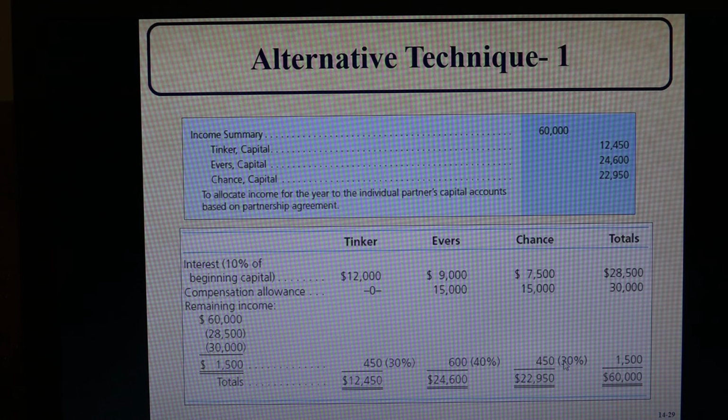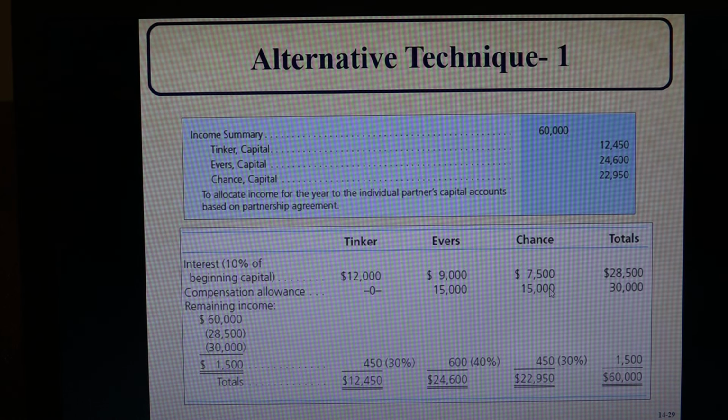And Chance is both a 30% owner and is getting 30% of any remaining income after payment of interest on the capital account, or interest on contributed capital, and after compensating balances to both Evers and Chance, who are materially participating. Tinker is not. So that's kind of what I was saying before. The agreement to distribute income doesn't necessarily have to be what each party's interest in the partnership is. It can be different.